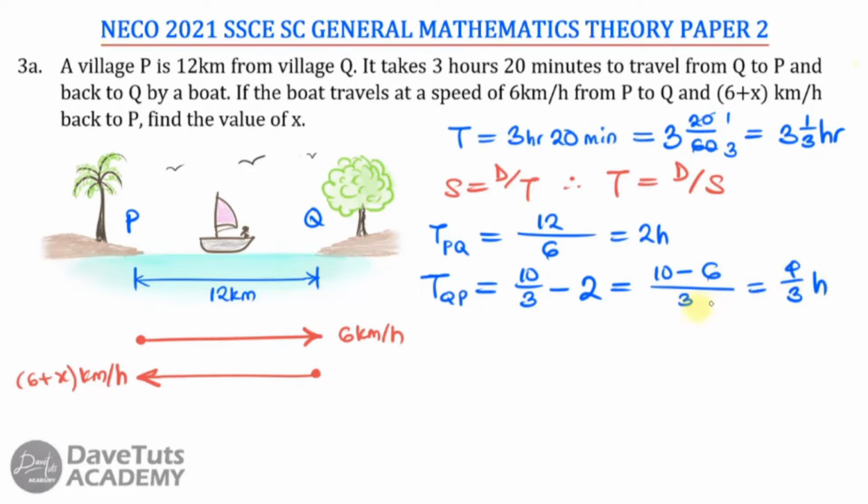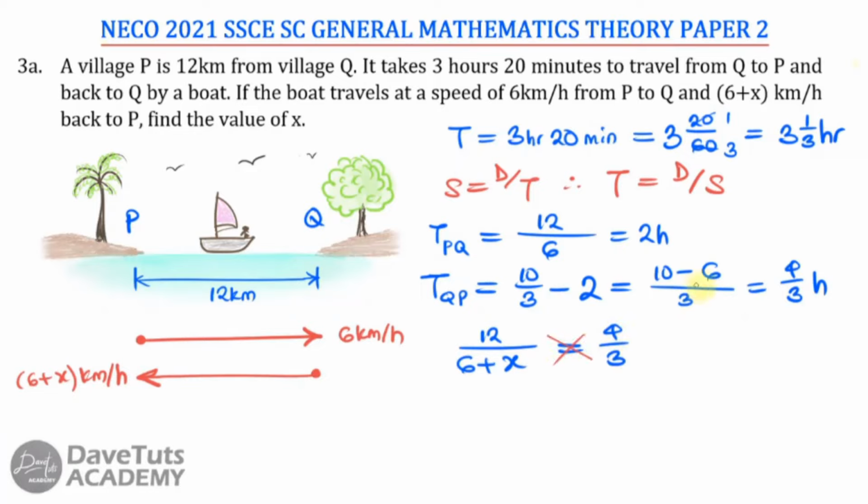So 4 over 3 hours is the time taken from Q to P. But from this particular formula, that time is distance over speed, and the distance from Q to P is still the same, so we can have 12 over, what is the speed? The speed is 6 plus x here that we are given, okay? So we can have 12 over 6 plus x, that is equal to 4 over 3.